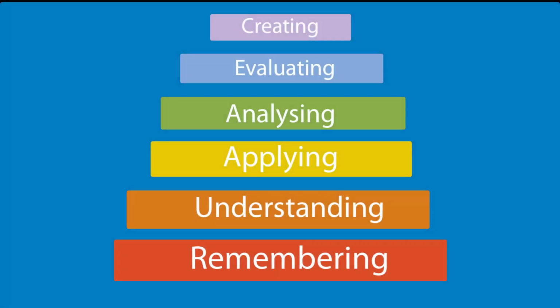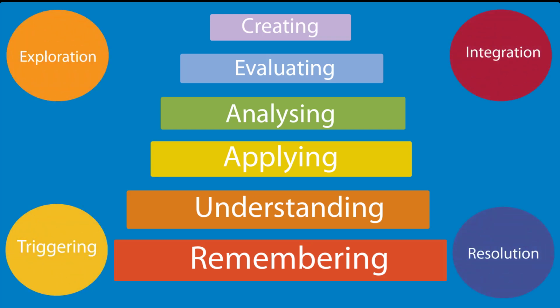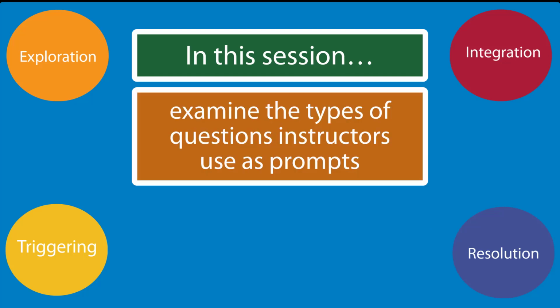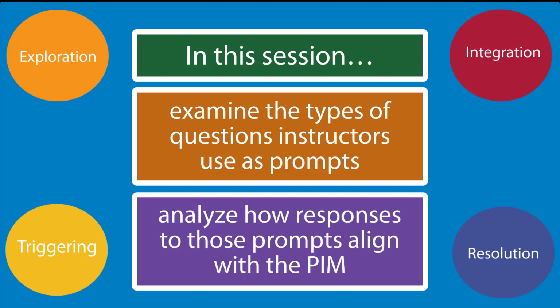Previously, I introduced Bloom's taxonomy as a framework to identify cognitive levels. Also, I discussed the 4 phases of the Practical Inquiry Model, or PIM, as a framework for identifying critical thinking within student discussions. In this session, we'll examine the types of questions instructors use as prompts. Then, we'll analyze how the responses to those prompts align with the phases of the PIM.